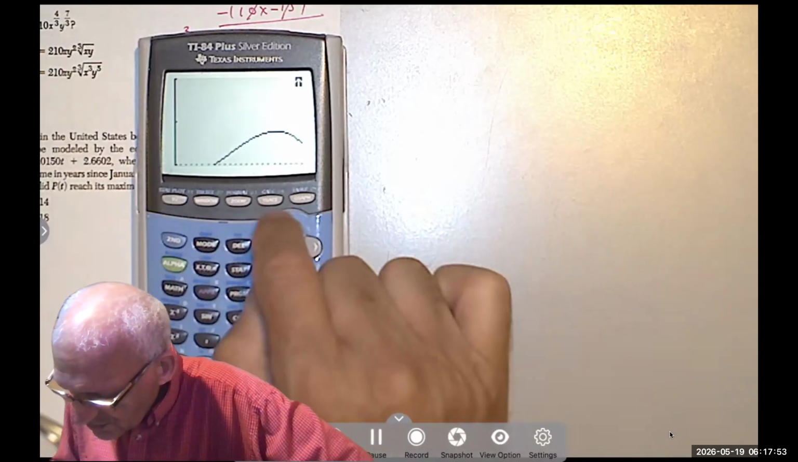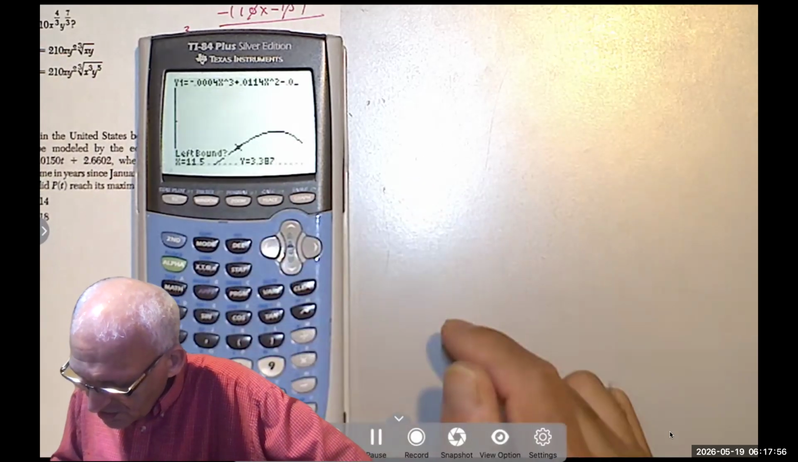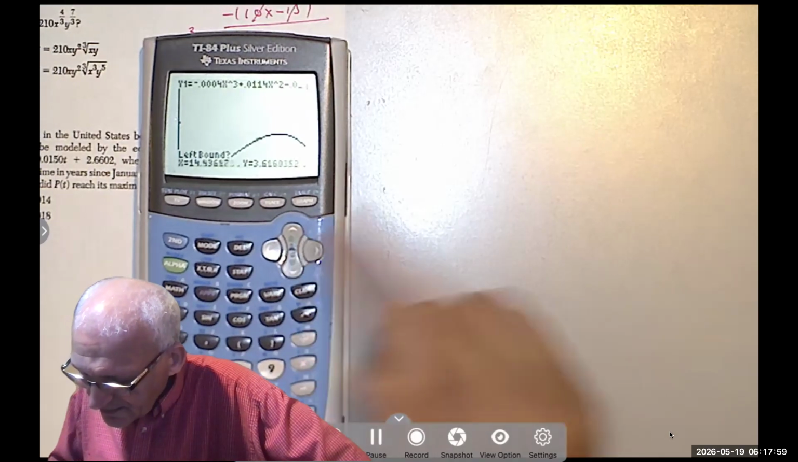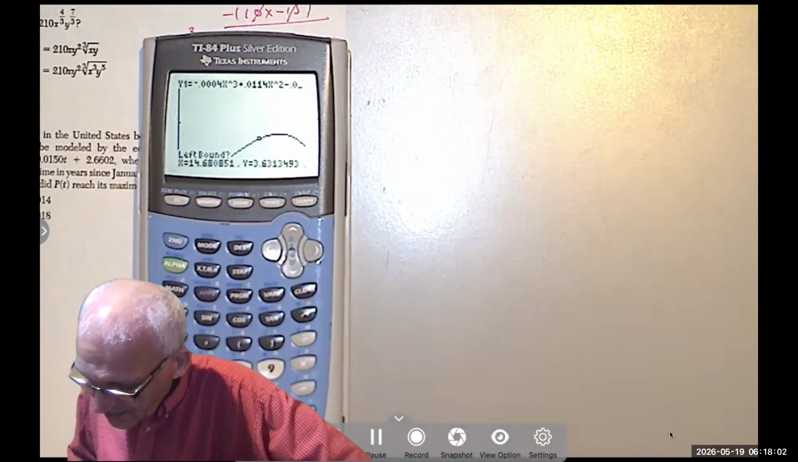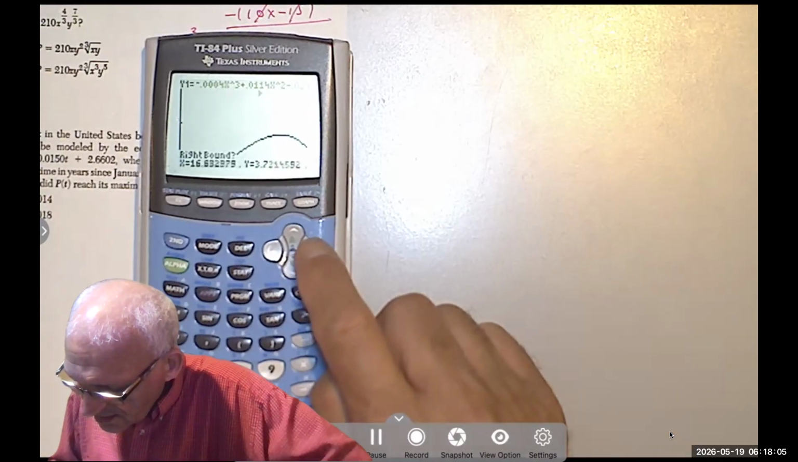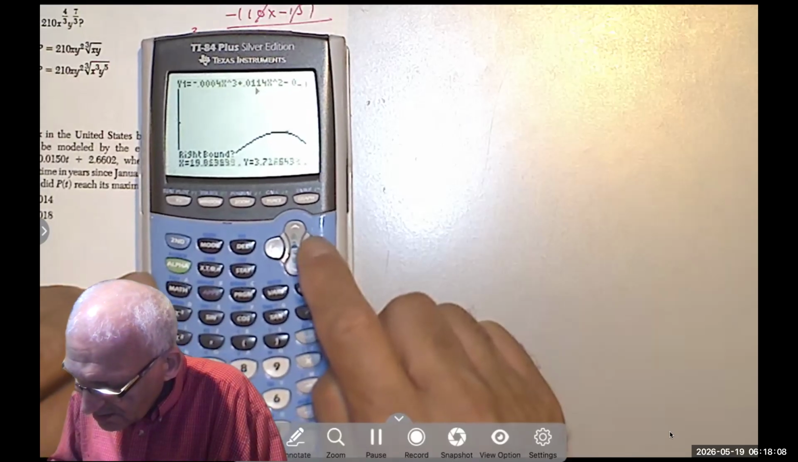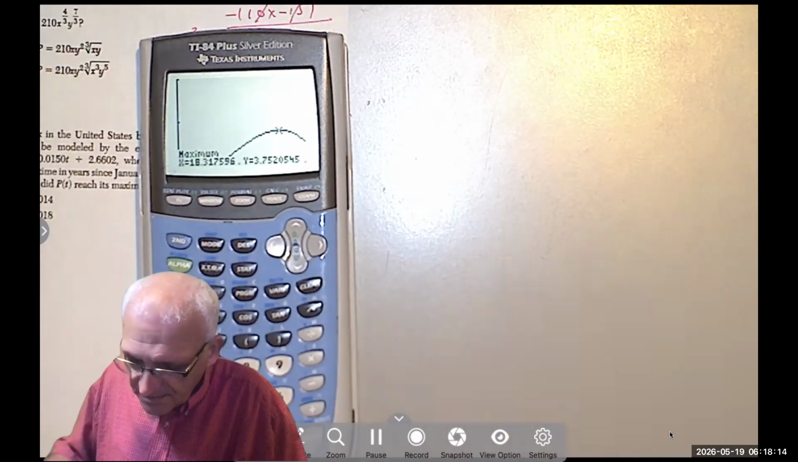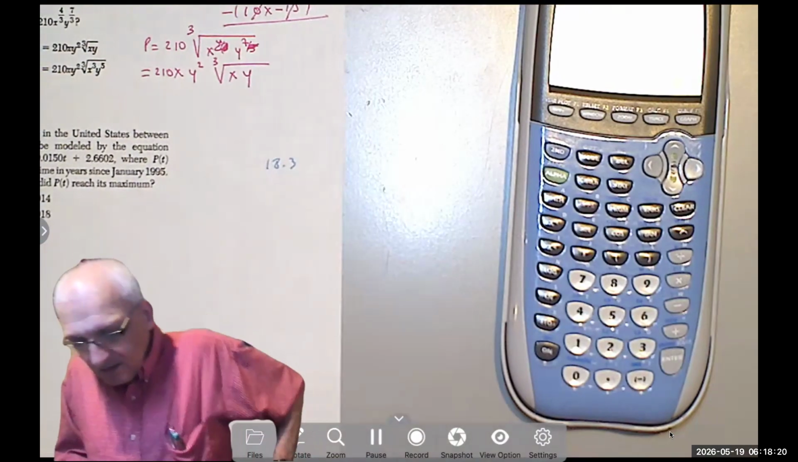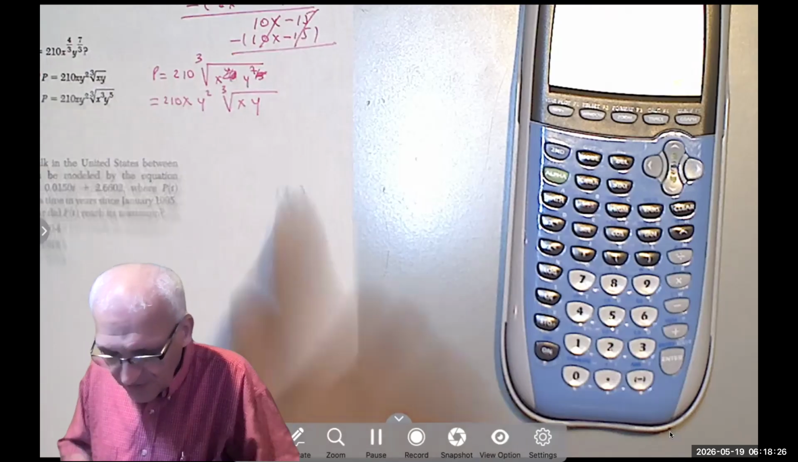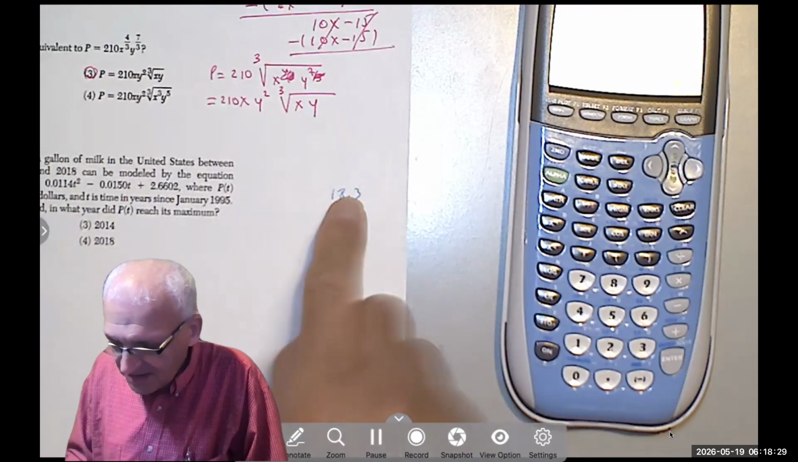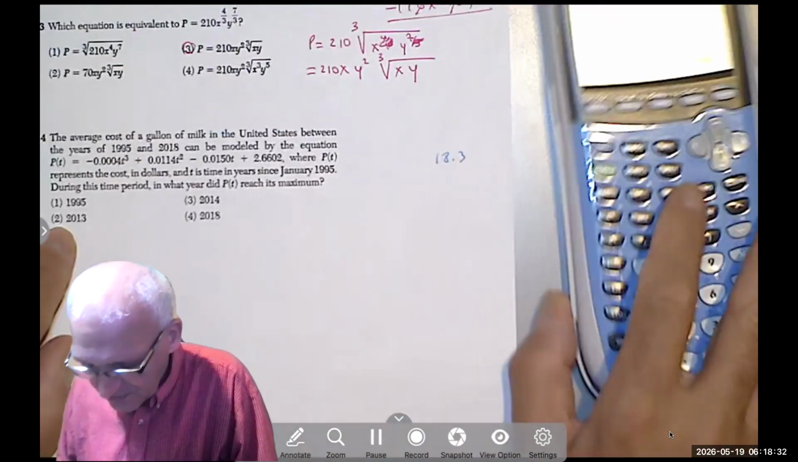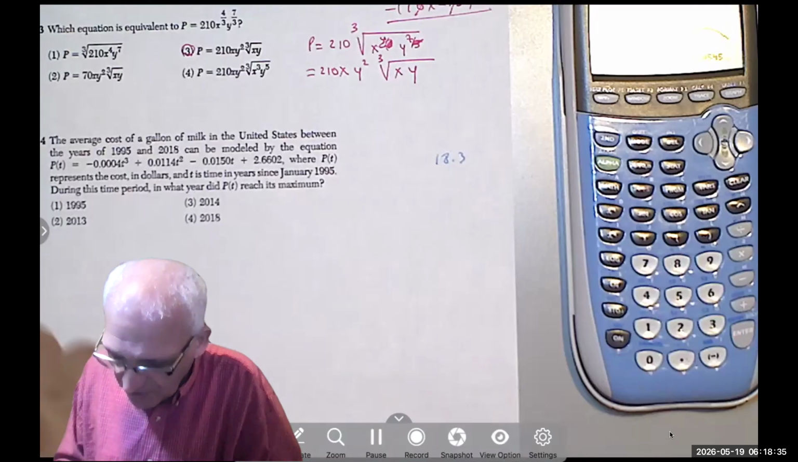So we can go back to calc. Maximum is 4. So it asks you for the left bound. Maybe this is the left bound, and maybe this is the right bound. I don't have a guess. 18.3. Okay, so if I add 18 to 1995, that's 2013, and it's during that year, like 0.3, meaning like 4 months or something. So 2013.